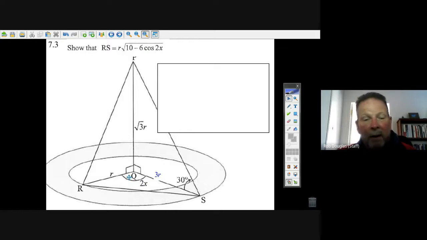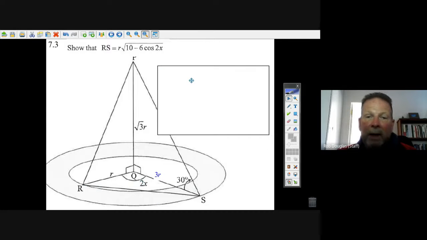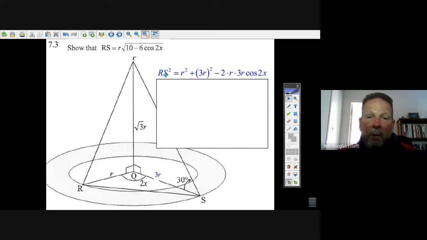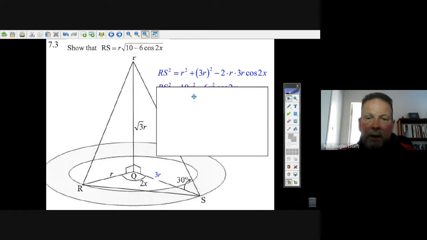Well, that's just the law of cosines, c squared equals a squared plus b squared minus 2ab times the cosine of the angle in between, and that's all I do. I go RS squared is equal to the little radius squared plus the other side 3r squared minus 2 times them multiplied together, r times 3r times the cosine of 2x. Well, there's your 2 times 3. That's giving me the 6. It's already starting to work.